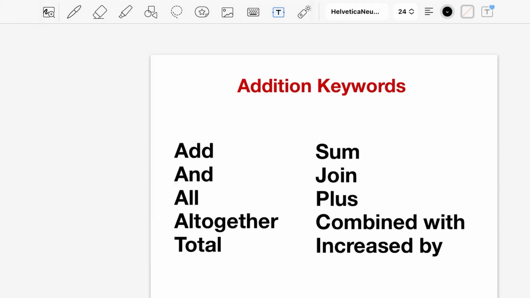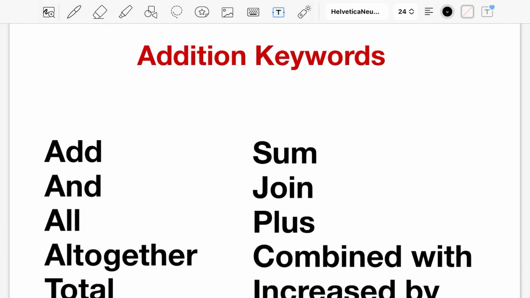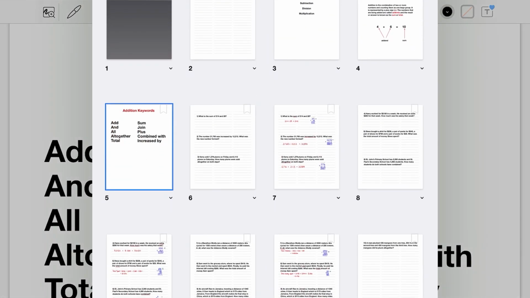Here are some keywords for addition. Add, and, altogether, total, sum, join, plus, combined with, increased by. You can feel free to pause the video and take down these keywords. Let's look at some questions.